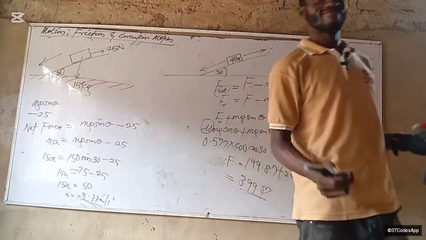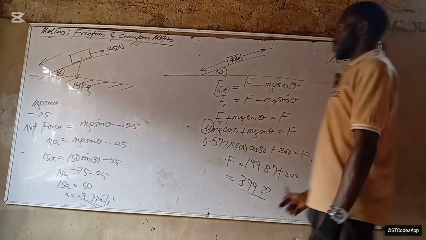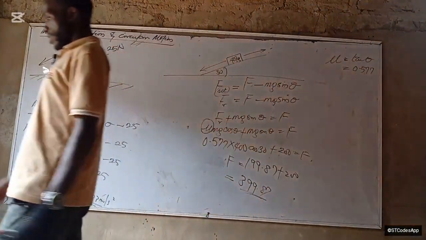Maybe we did not approximate here to give us exactly 400. Are we clear on that? All right, let's go to the next topic.